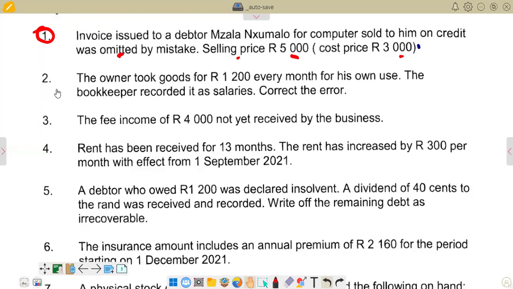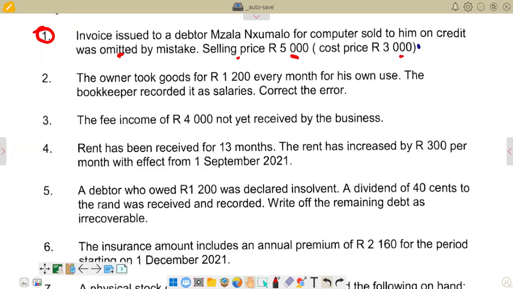So we are seeing that on item 2 here, we have got something that is affecting salaries. It's saying the owner took goods for 1,200 every month for his own use. The bookkeeper recorded it as salaries. You see now, it means in the salaries figure, we've got something that is not supposed to be there, which is something that was taken for own use.